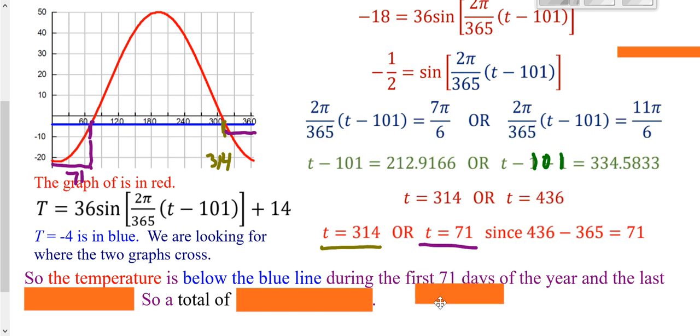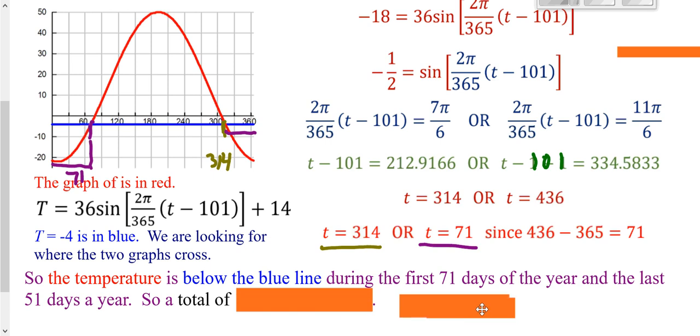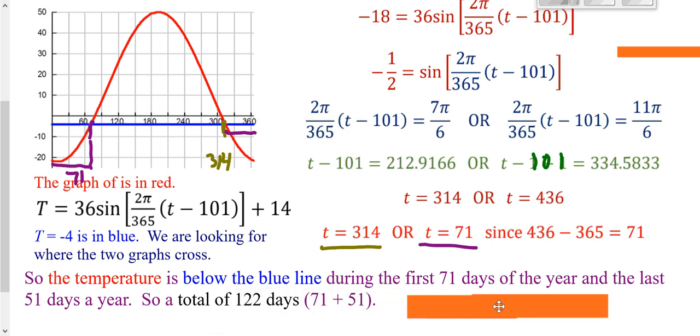I would have the first 71 days, and well, let's see, it's 365. To get the purple, it would be 365 minus the 314. That would be 51 days. So the first 71 days and the last 51 days work for us. So the total number of days would be our 71 plus our 51, or 122 days.